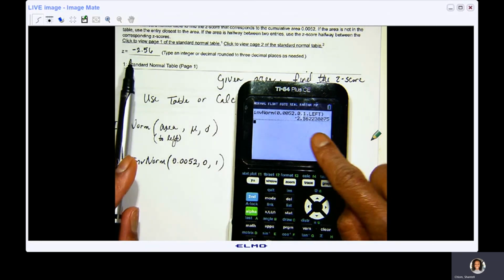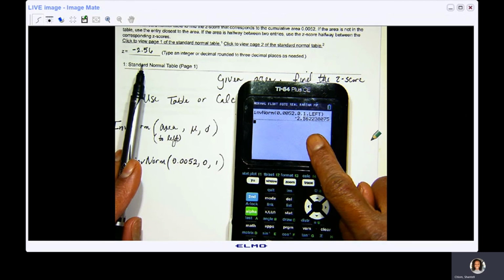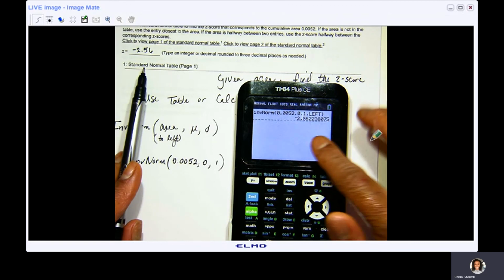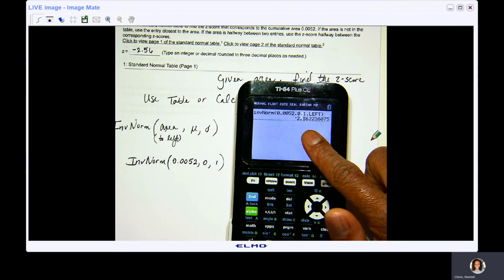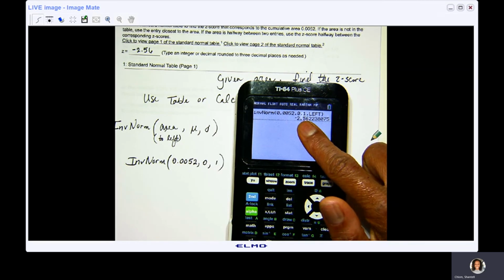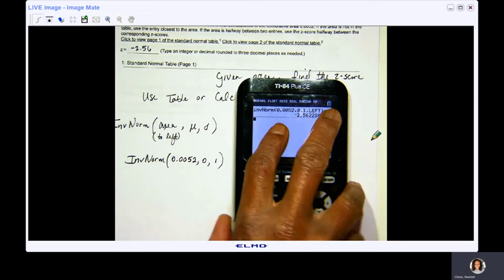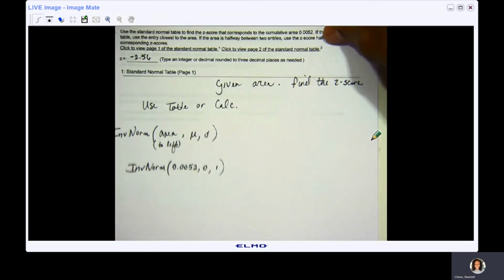And look what we've got here. Negative 2.562223. The calculator, of course, is more accurate, okay, than the table is. The table has already been rounded off to 2 decimal places. So we would have to technically round that. Negative 2.56. Okay? Pretty straightforward.